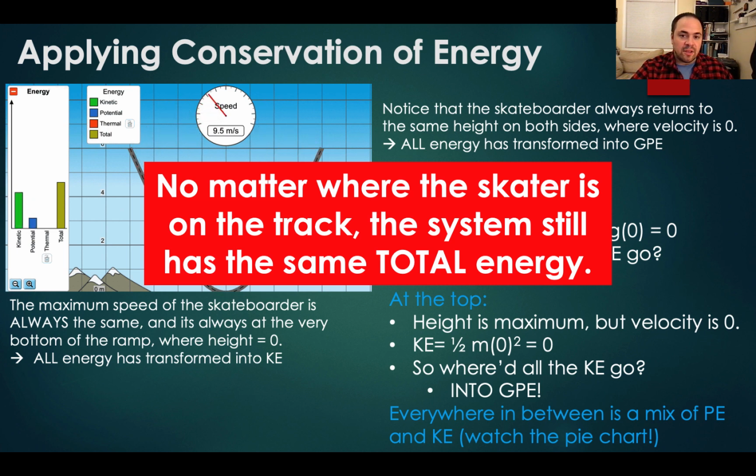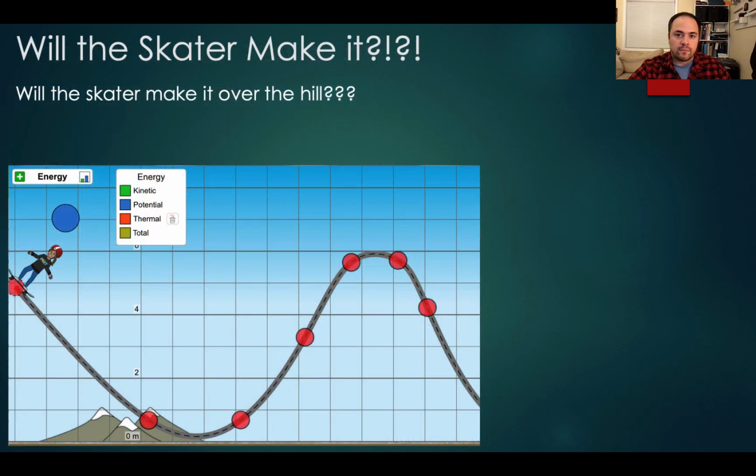Since this is a simulation and we know it's an isolated system, no energy is leaving the system, and this is why the total system energy remains unchanged. So let's use what we know so far to try to do a little bit of analysis with the skater. What do you think will happen here? Do you think the skater will make it over the hill? Pause if you want to think about it for a second.